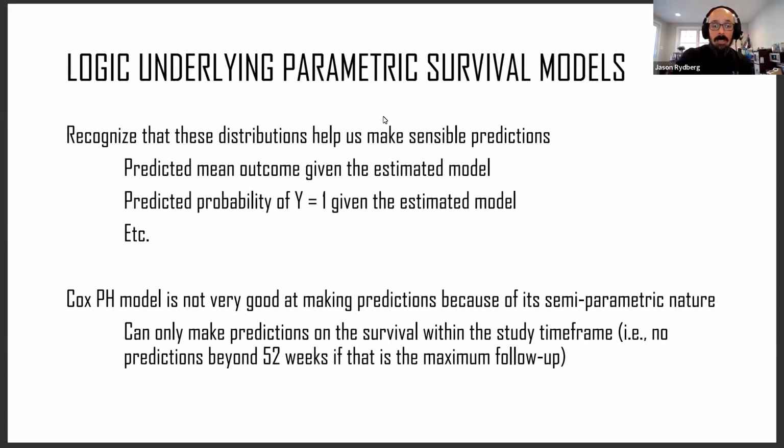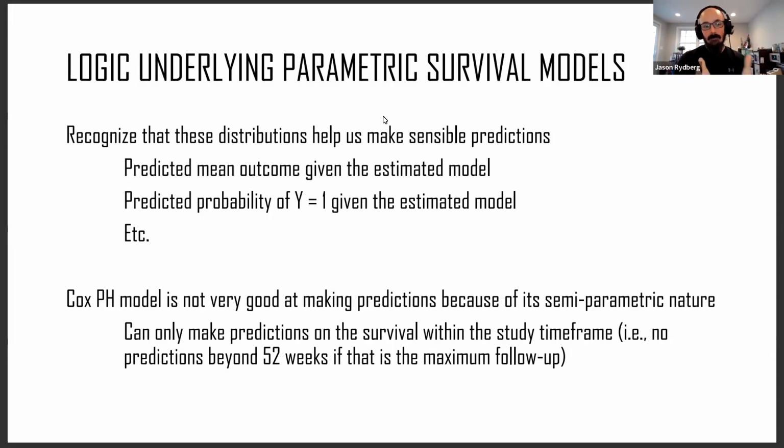The Cox model is not good at making predictions because, again, it's being completely agnostic about the shape of the baseline hazard. So it cannot extrapolate out to say, well, if the survival duration were to continue, what would the hazard look like? And so here it can make predictions within the bounded time frame.